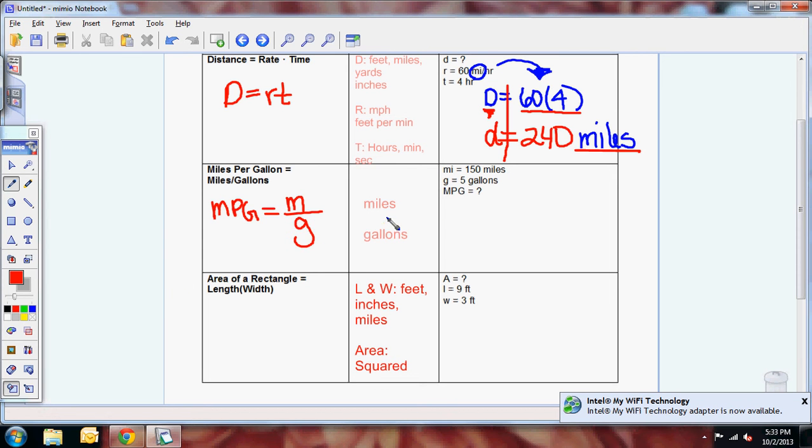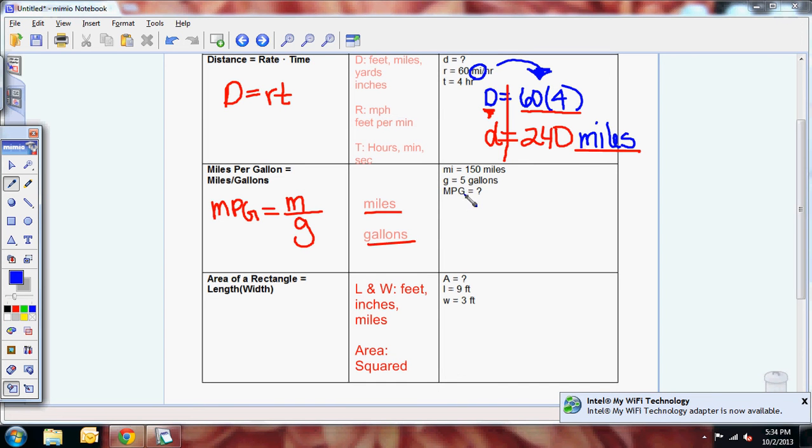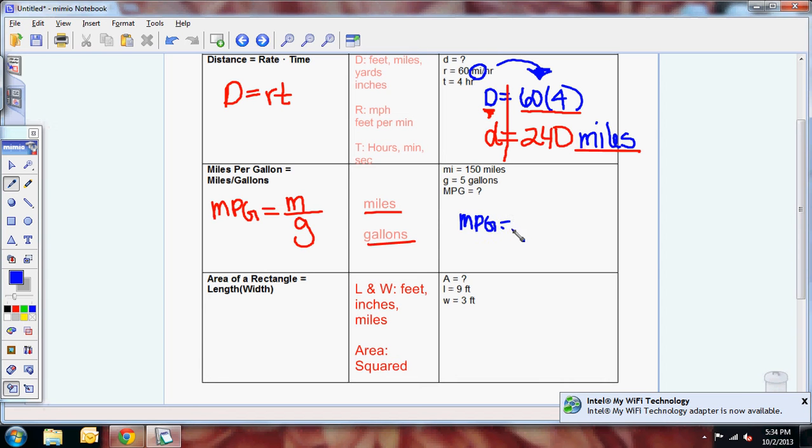So the units for this are pretty straightforward because miles, you're going to see miles, and gallons, you're going to see gallons. So a little bit more simple than your distance formula. So let's do an example, and this one is, we're looking for miles per gallon. So I'm going to keep that's missing on this side. And our miles, we're going to go 150 miles on 5 gallons.